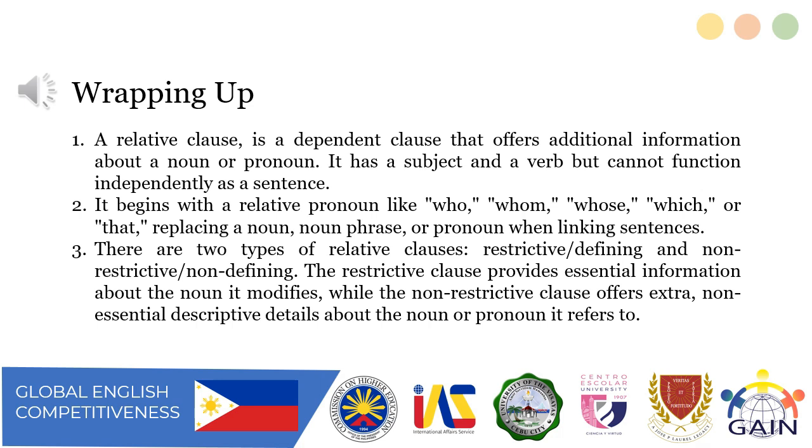3. There are two types of relative clauses: restrictive or defining relative clause and non-restrictive or non-defining relative clause. A restrictive relative clause provides essential information about the noun it modifies, while a non-restrictive relative clause does not provide essential information to the noun or pronoun it refers to.